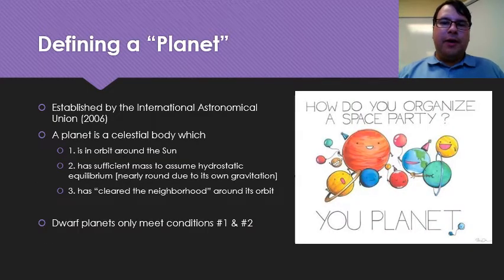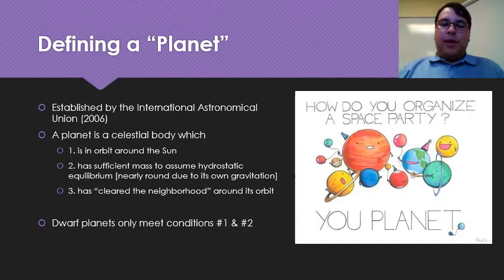So let's begin by defining a planet. A planet, according to the International Astronomical Union, as of 2006, is going to be an object that meets three conditions. The first is it must be in orbit around the sun. So it must be some kind of object, it's orbiting around the sun. Cannot be a visiting object of any sort.